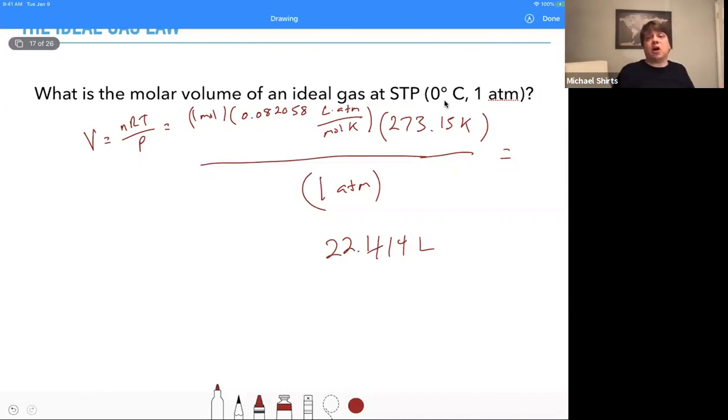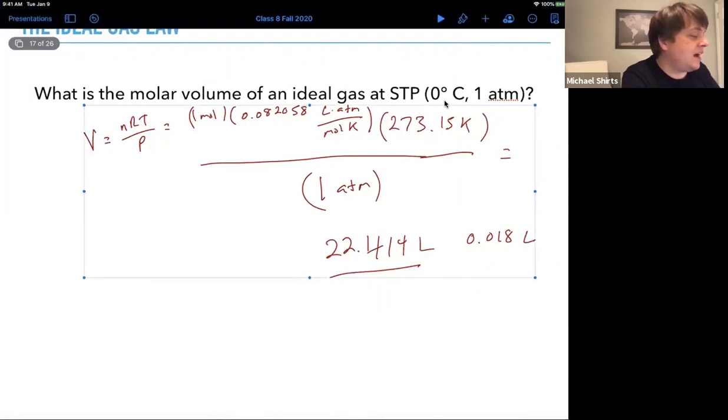It's a lot larger volume than that. So large volume expansion, going from 0.018 liters to 22.414 liters. Okay.